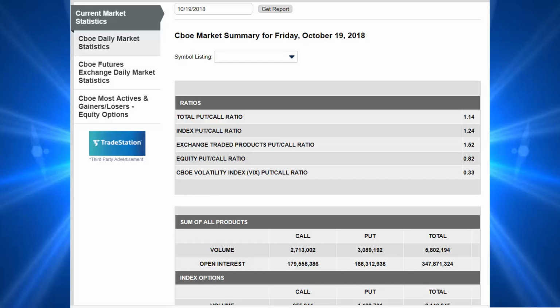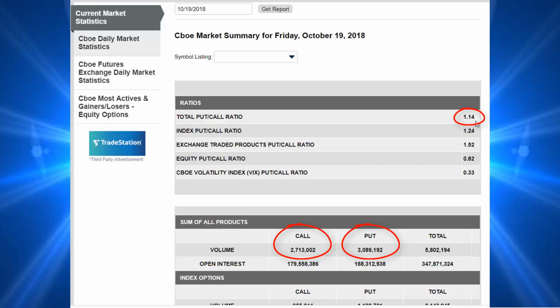What we're going to look at today is the total put to call ratio. This is the volume of all the puts divided by the total number of open calls. As you can see here, here's the total put volume, and here's the total call volume. And if you divide the put volume by the call volume, you'll get this number, 1.14.